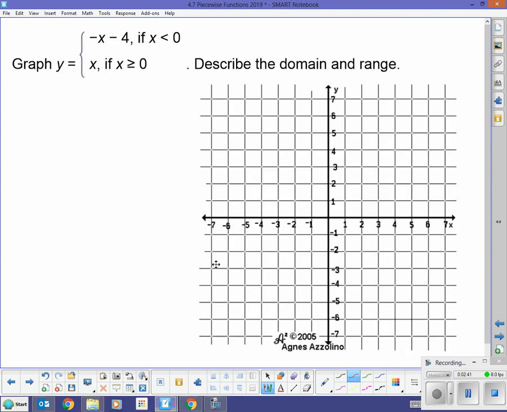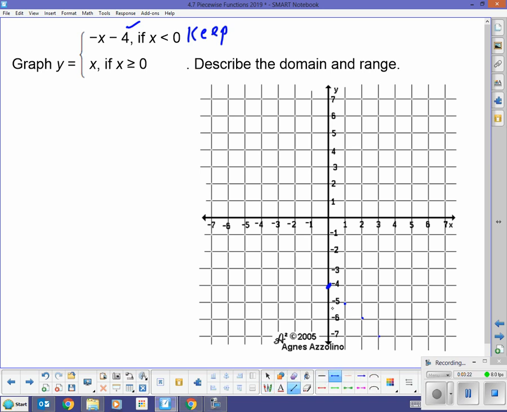Okay, let's take a look at another example. Graphing. Negative x minus 4 if x is less than or equal to 0, and x if x is greater than or equal to 0. I think the best way to do this is to graph the entire function first, and then look and see what part of the graph we're going to keep and what part we're going to get rid of. So negative x minus 4, I'm going to start at negative 4 here, and my slope is negative 1 over 1, so it's going to follow this path down here.